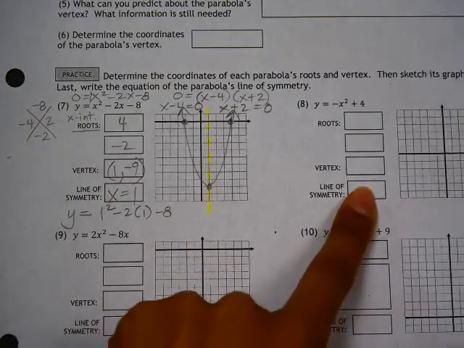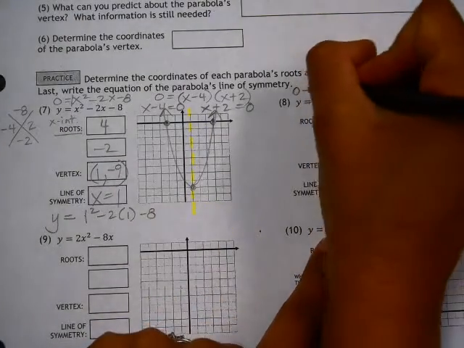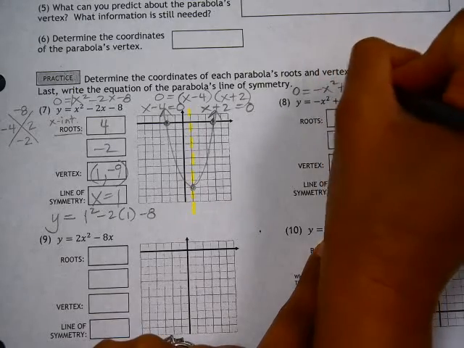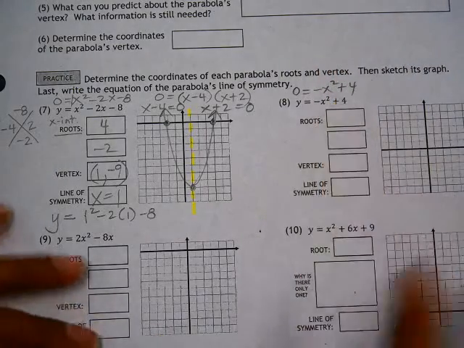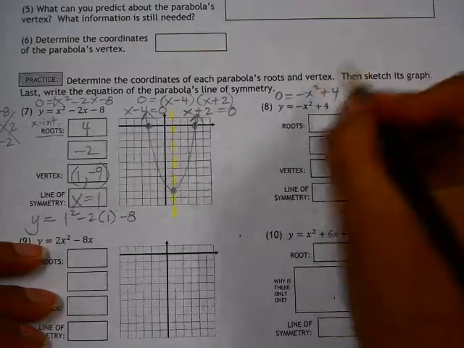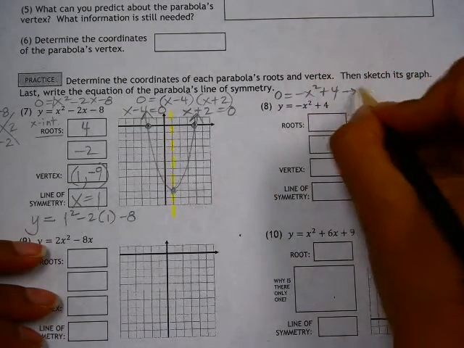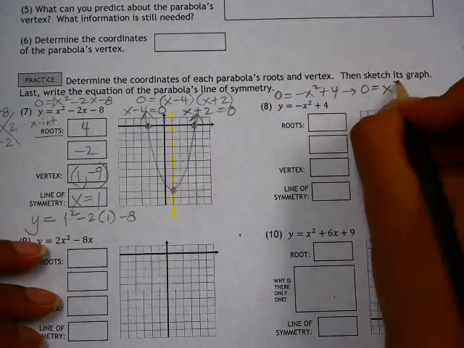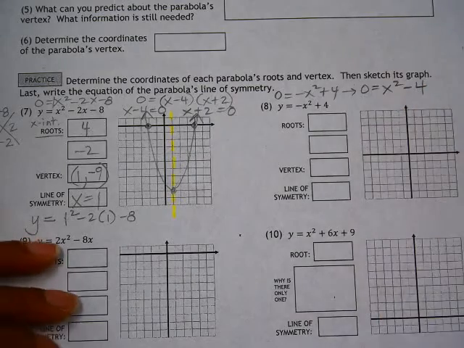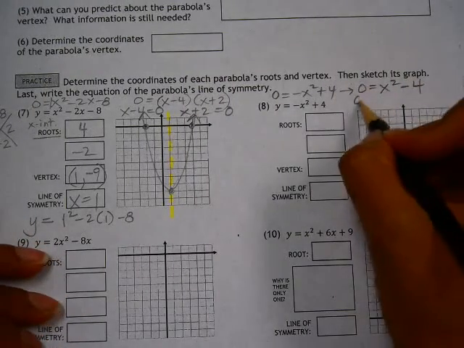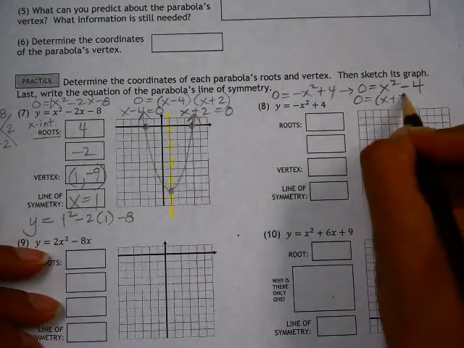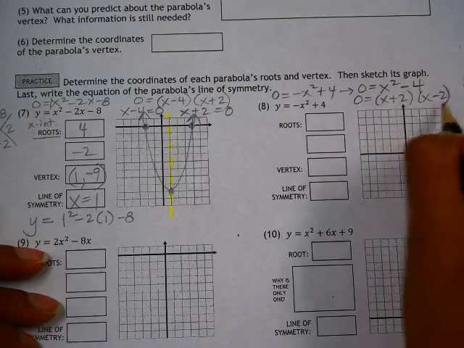Okay, on number 8, again, we're finding the roots first. There are a couple ways you can find the roots to this equation. One way is to factor. If we divide everything by -1, I can make this into a difference of squares, which will factor to x plus 2 times x minus 2.